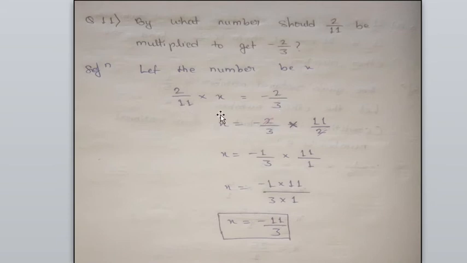Now transfer this 2 by 11 to the other side. While transferring, we write the reciprocal of it, as it is given in the form of multiplication. So x equals minus 2 by 3 into 11 by 2. Now the 2 will get cancelled. What is left? x equals minus 1 by 3 into 11 by 1. Now multiply numerator with numerator and denominator with denominator. So x equals minus 1 into 11 divided by 3 into 1. Minus 1 into 11 will be minus 11 and 3 into 1 will be 3. So we got x equals minus 11 by 3.